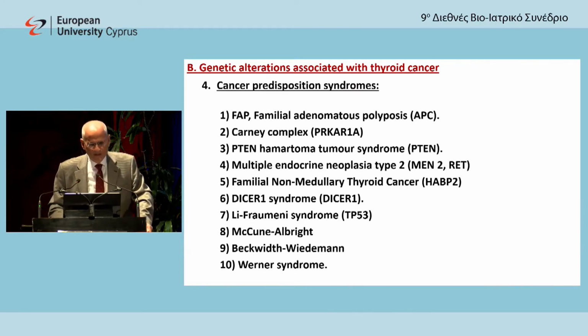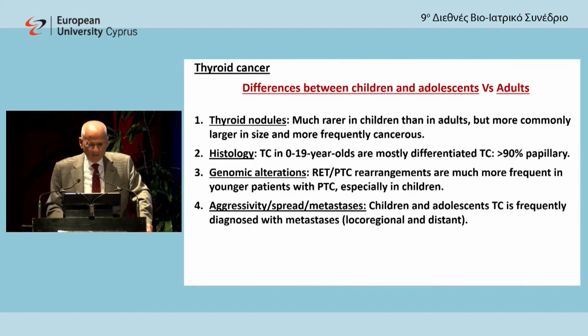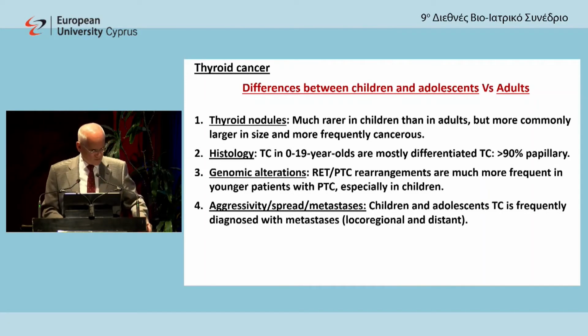Another important group that we always have to bear in mind in clinical practice is cancer predisposition syndromes, such as familial adenomatous polyposis, Carney complex, PTEN hamartoma, MEN syndromes, DICER1, Li-Fraumeni. The individuals from these families need good surveillance programs because they might have increased chances to develop cancers, including thyroid cancer.